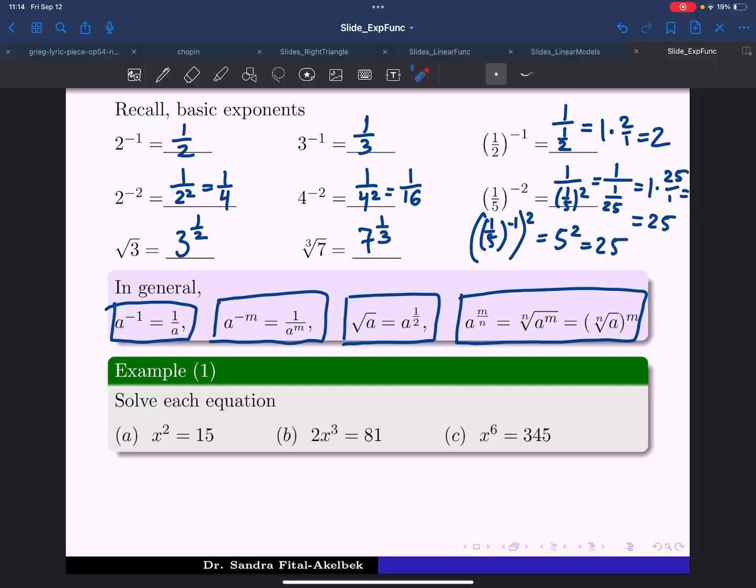Now we would have equations to solve. If I have x squared is equal to 15, to solve it for x, I need to take the square root of both sides. If I take the square root, it can be positive or negative, so x is equal to positive or negative square root of 15, which is positive or negative 3.87298, or simplifying, plus or minus 3.87.